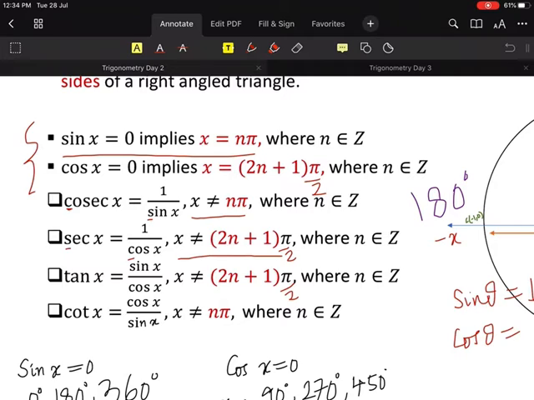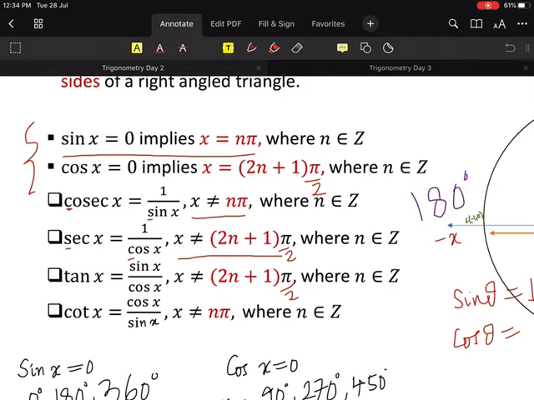Understood? Now, tan x. Tan x is equal to what? Tan x is sin x by cos x. So when can tan x be undefined? Can anybody tell me when can tan x be undefined? Tan x will be undefined when cos x is equal to 0. And when is cos x equal to 0? We have already seen cos x is equal to 0 at x is equal to 2n plus 1 pi by 2. So x cannot be equal to 2n plus 1 pi by 2. If it's equal, it will become undefined.